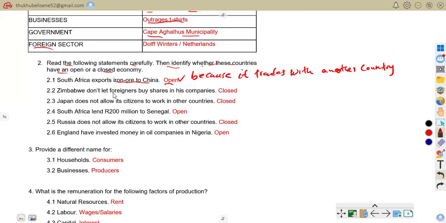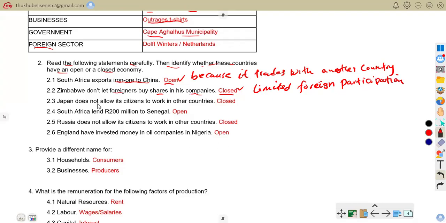2.2, Zimbabwe does not let foreigners buy shares in its companies. So they don't allow foreigners to buy shares in their country. So this is a closed economy. We're talking about limited foreign participation.